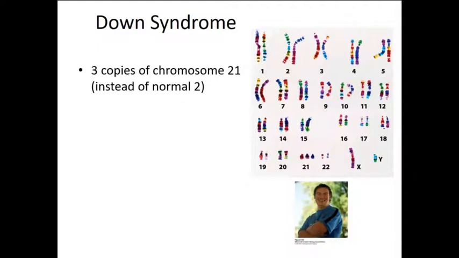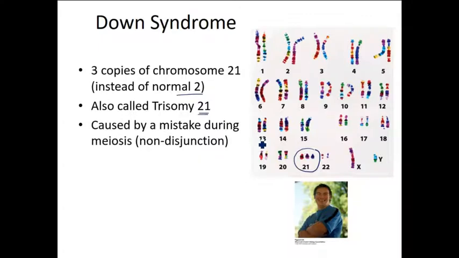Okay, and then there's Down syndrome. Down syndrome is the condition when a person has 3 copies of chromosome 21. This, of course, is abnormal because everyone is supposed to have 2 of each. Okay, this is also called trisomy 13. Tri as in 3, somy as in number, or chromosomes. So did I say 13? Trisomy 21. And this is caused by a mistake during meiosis.